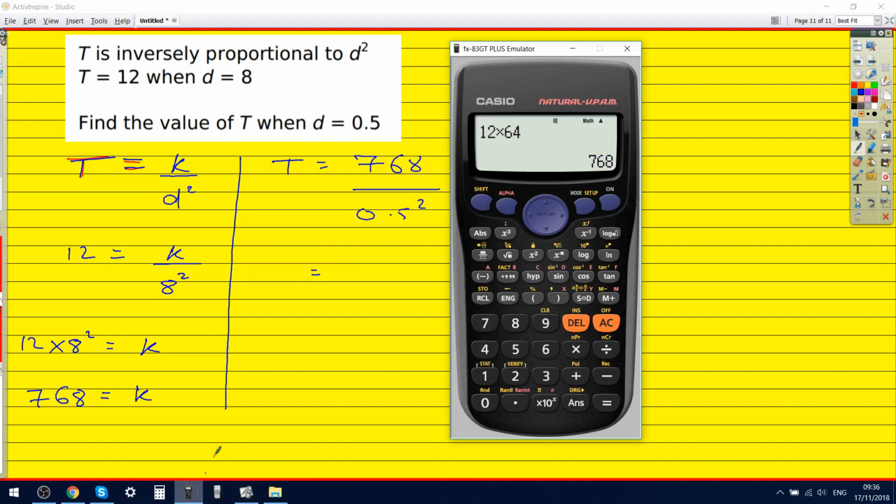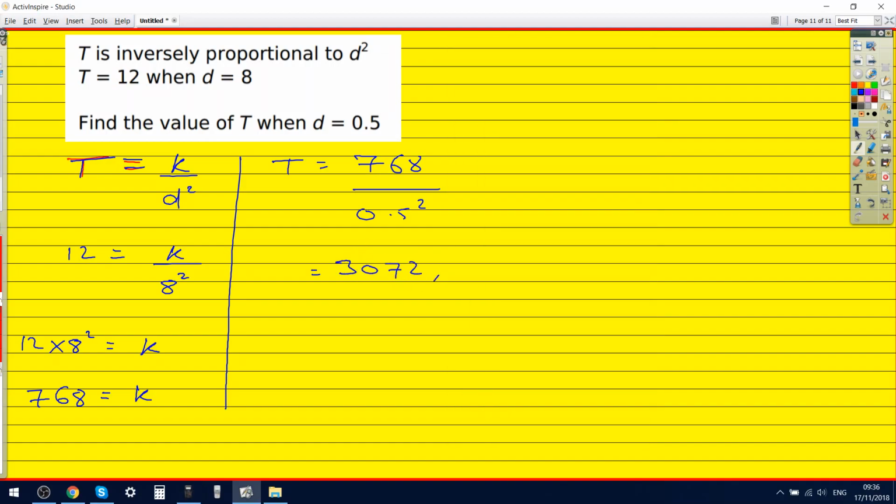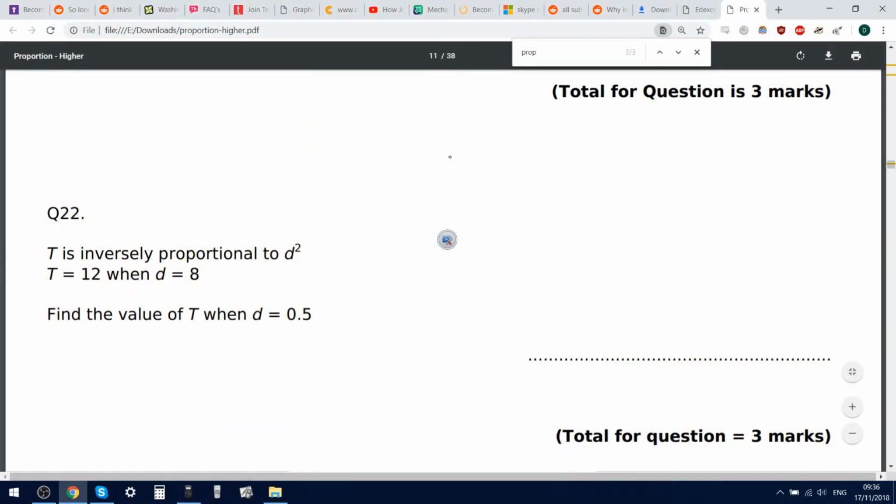Yeah, and you can see why the book had it as a calculator question, although it's probably pretty quick to do. All right, there you go. 3072. Any questions with that? No. Okay, so you're able to do more challenging proportion stuff.